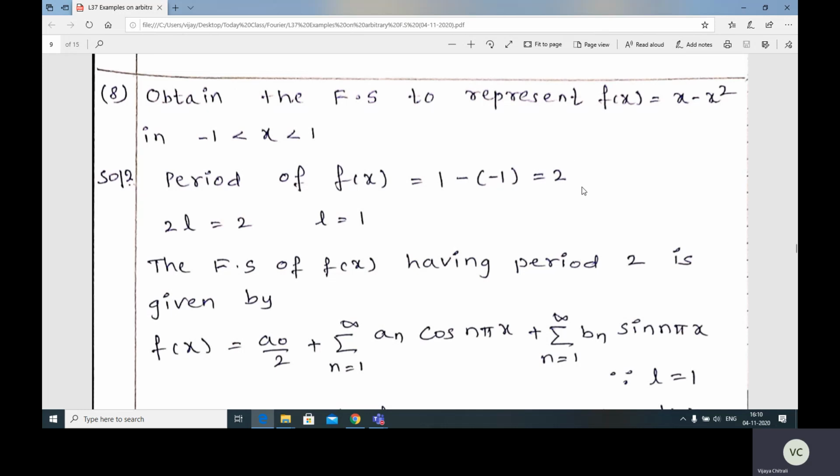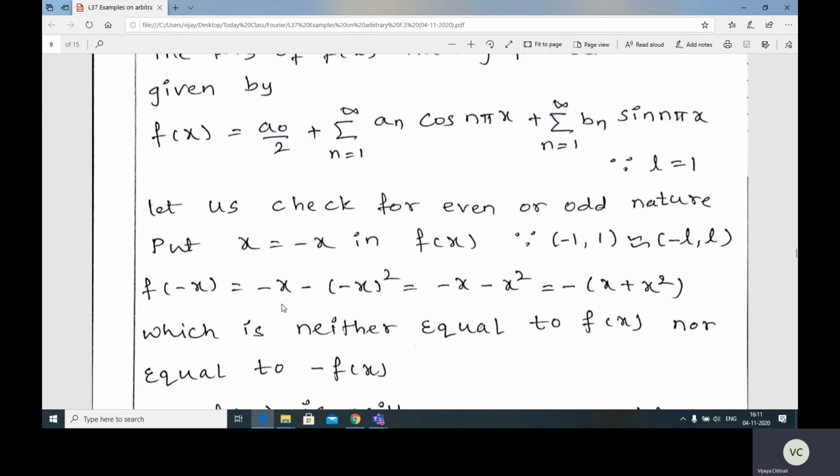Now this is an arbitrary period. So equate this with 2l. So l is 1. The Fourier series of f of x having period 2 is given by f of x is equal to a naught by 2 plus summation n is equal to 1 to infinity an cos n pi x plus summation n is equal to 1 to infinity bn sin n pi x, because l is 1. So we will get this. Now let us check for even or odd nature.